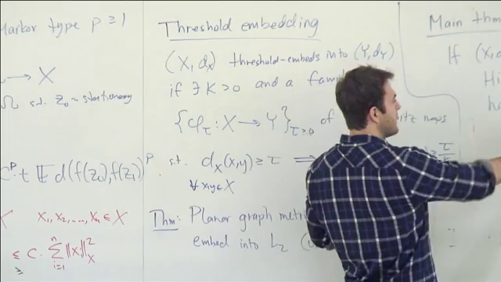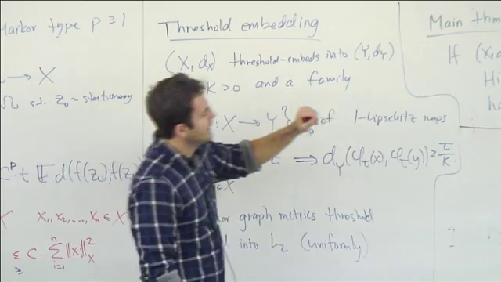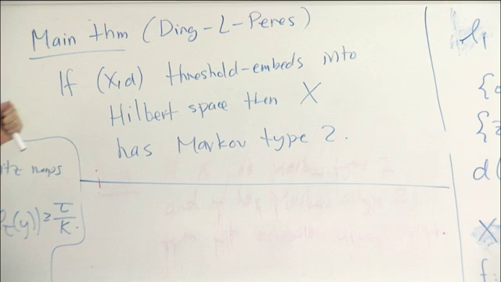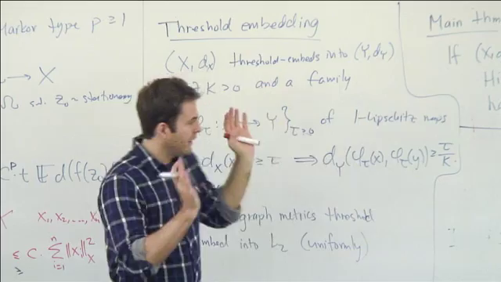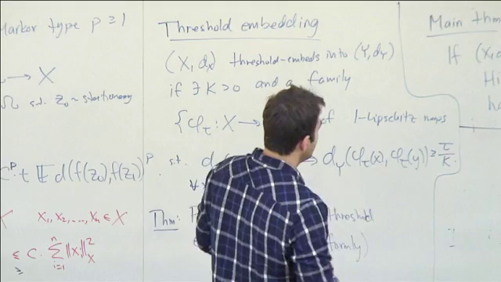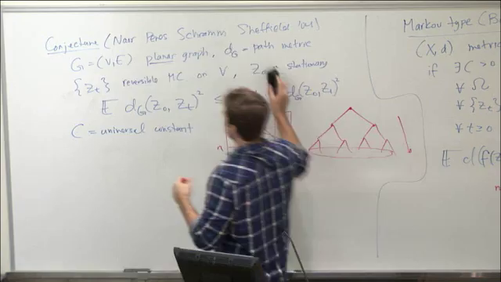For any enthusiasts, you can generalize: if you threshold embed into a p-uniformly smooth Banach space, then you have Markov type p. So there is a generalization beyond Hilbert space. But this is the most interesting case because it has applications. It shows that planar metrics and doubling metrics and hyperbolic spaces and so on all have Markov type 2. All right, now I want to give you some idea of how this theorem is proved. And now we'll go to probability.